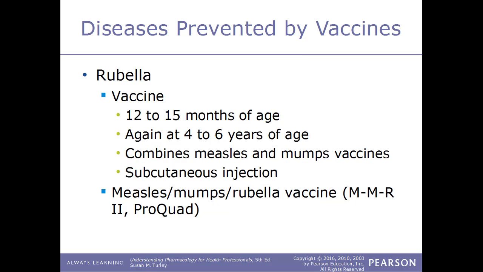Now, the vaccine for rubella is given between the ages of 12 to 15 months, and then again between the ages of 4 and 6. It's a subcutaneous injection, and this is a part of the MMR vaccine, measles, mumps, and rubella vaccine. So the trade names, this could be found under ProQuad and then M-M-R II.